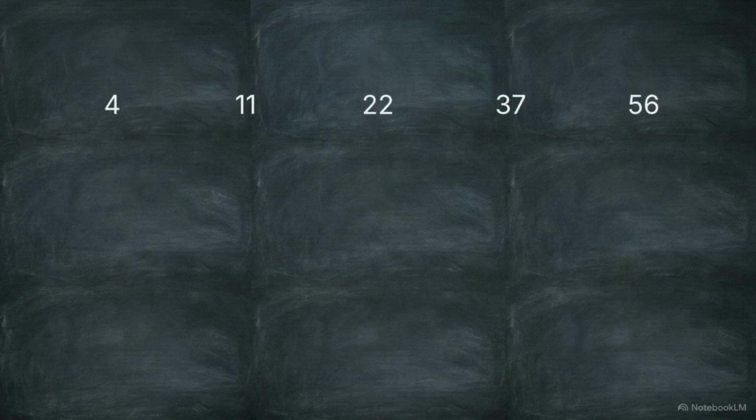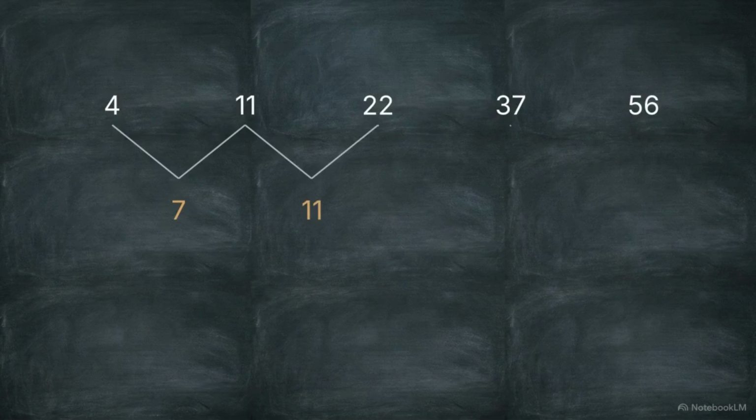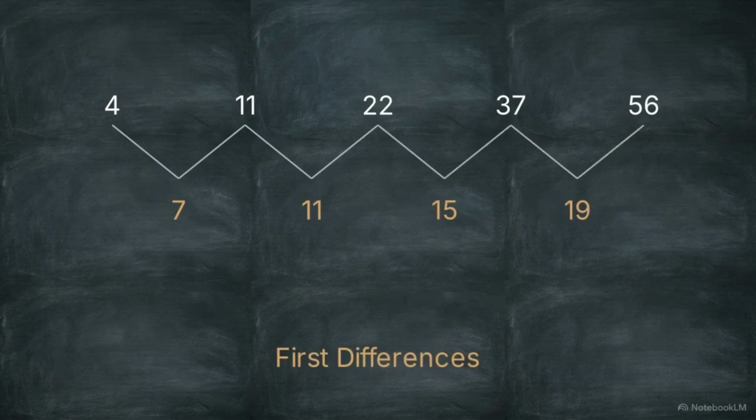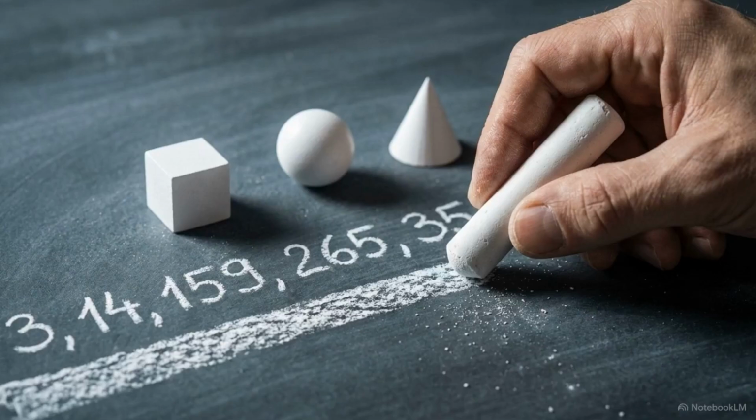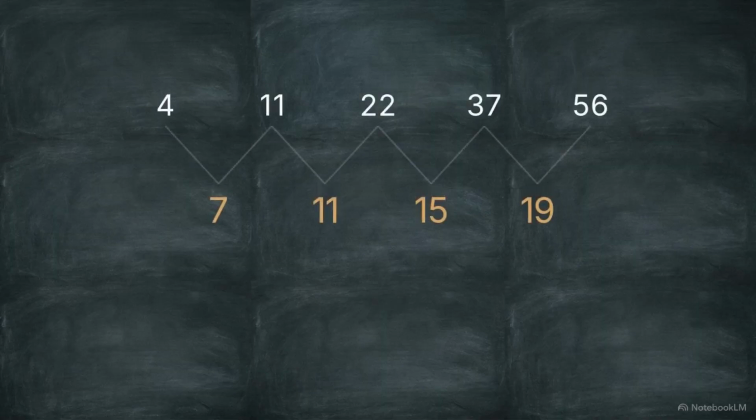Let's analyze the gaps in our sequence. From 4 to 11, it increases by 7. From 11 to 22, it goes up by 11, then 15, then 19. These are our first differences. This is where a lot of people stop. They see that the amounts added are changing and assume there is no clear pattern. Because the first differences are not constant, we know this isn't a simple linear sequence, but we need to keep digging. Let's look at how those first differences change.